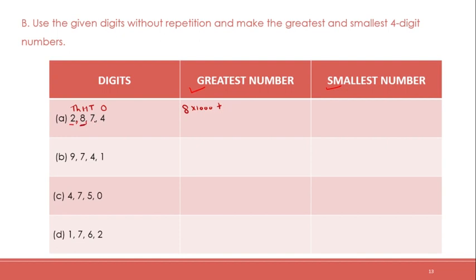So which is the greatest among these three numbers, 7, 4 and 2? 7 is the greatest. Now we will multiply 7 with 100 plus, now we are left with 4 and 2. Which one is greatest? Obviously 4 is greater than 2, right? So 4 times 10 plus 2 times 1. So when we multiply it, we will get 8742. So this is the greatest number which we can make from these given digits, right?